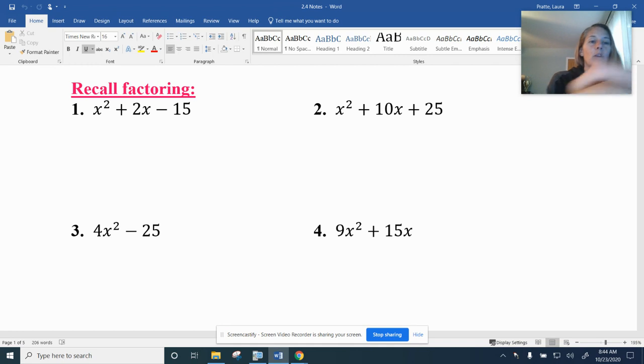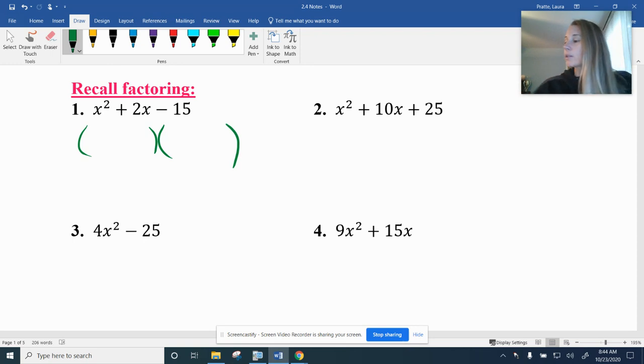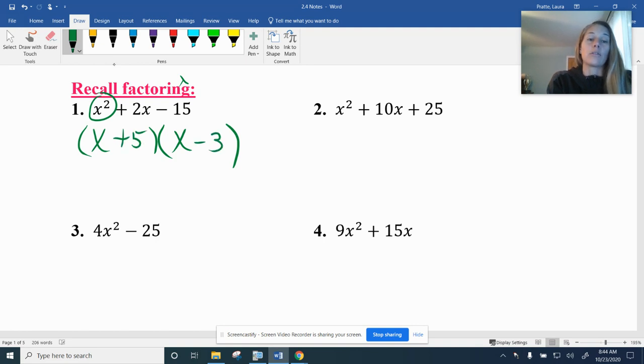So if you have a quadratic trinomial, and there is no coefficient on that x squared, then you're going to want to just simply take that first term and break it up into x and x. And then you want to figure out what two numbers multiply to get that last term, 15, and subtract to get 2. So that would be positive 5 minus 3. And those are your two factors.